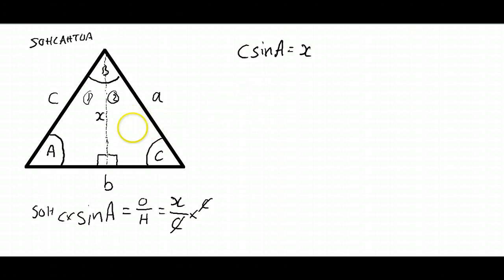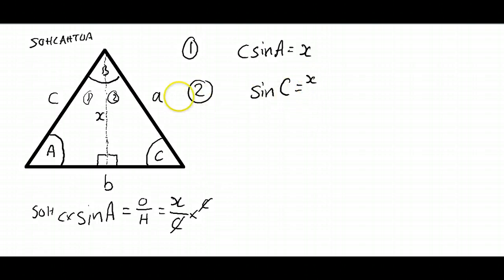Terrific. Alright, that was triangle 1. For triangle 2, we can do the same thing. We can say the sine of angle C equals side X, which is the opposite, over the hypotenuse, which is side a.